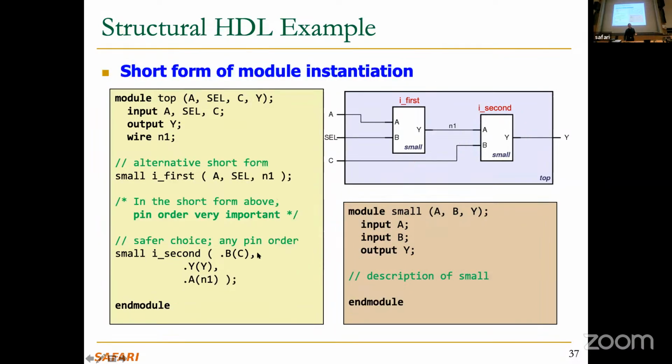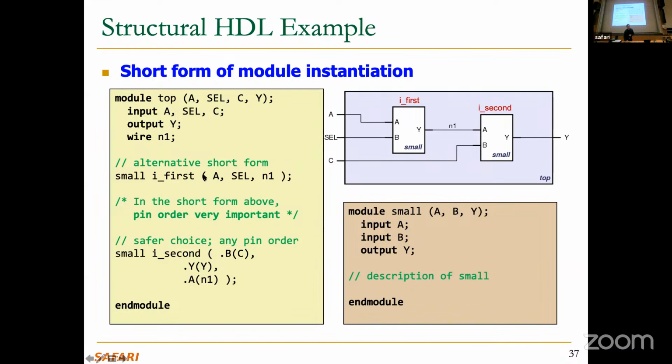So, okay, there are different ways of doing things, as we said. This is the short form. Here, you don't specify explicitly which input is connected to which wire, or which output is connected to what. You basically rely on the ordering. The way the ordering is done in the function definition or module definition over here, A, B, Y. So pin order, pins are basically these things, A, B, Y.